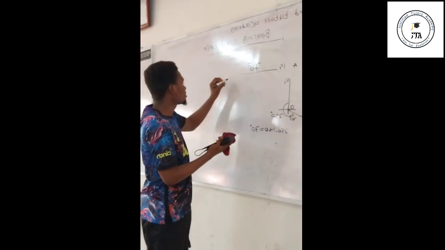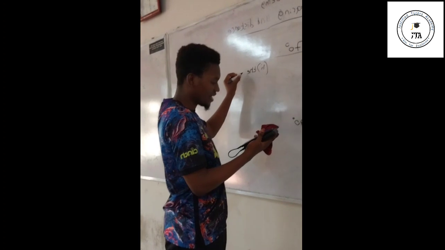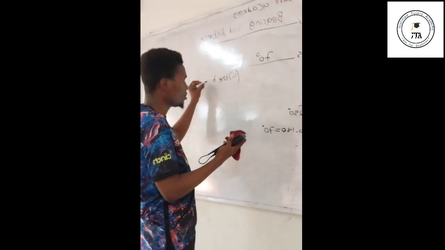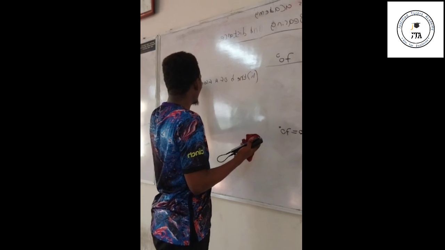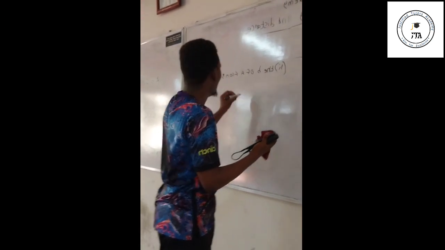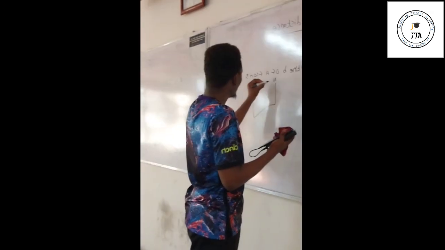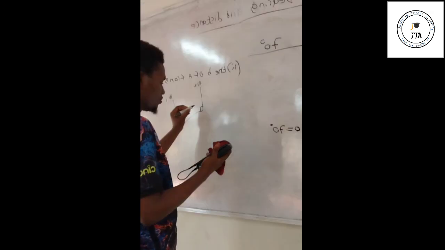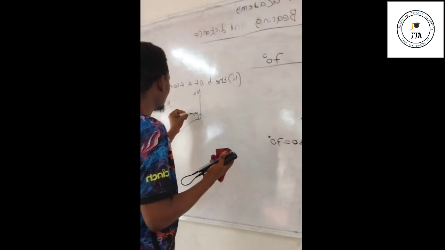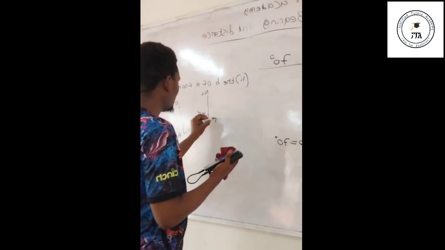So now, coming to the next question. The next question says: find the bearing of A from B. Alright, so this is N2, this is N1. We have 150 degrees here. We have A here, and this is B here.